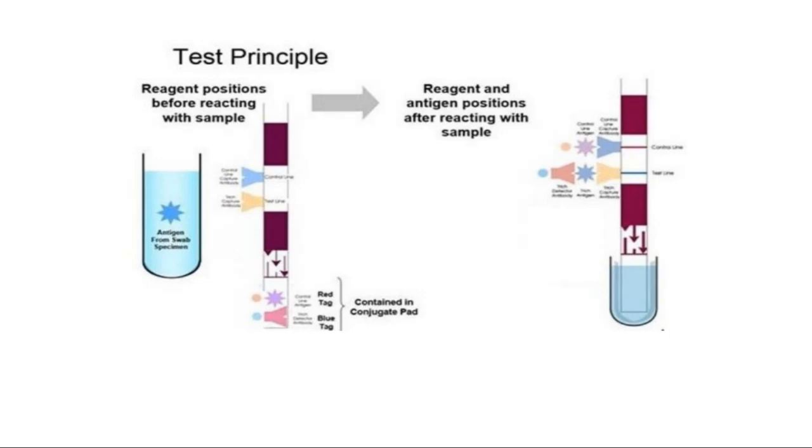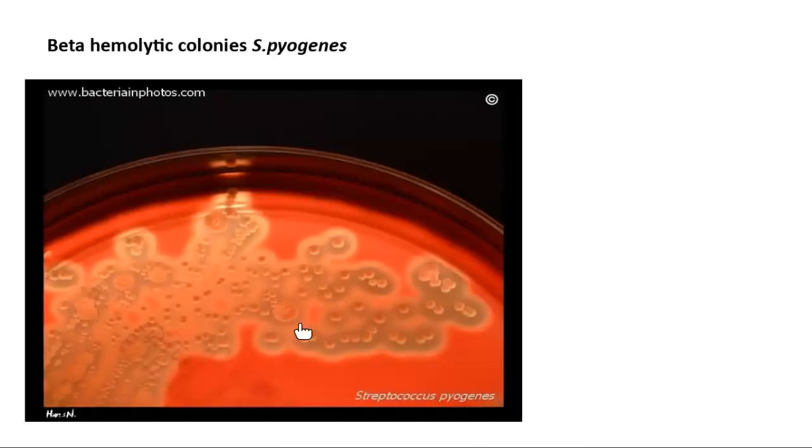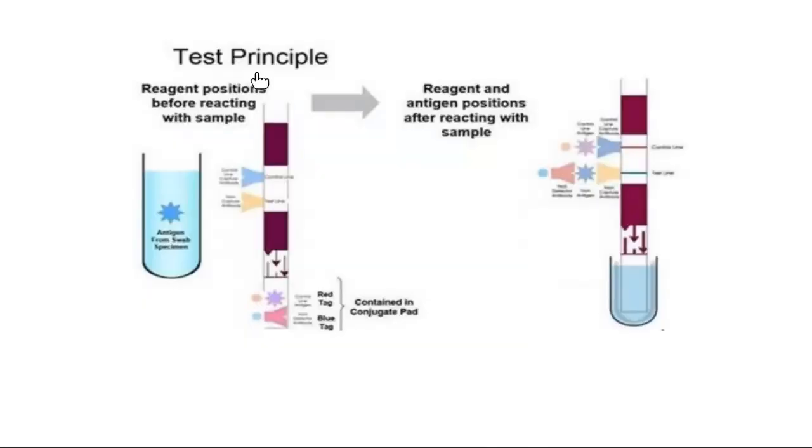Okay, so we perform the throat culture on the blood agar plate. On blood agar, we find the beta hemolytic colonies. After the beta hemolytic colonies, our next step is to perform the RADT, the rapid antigen detection test. In this test, we have a complete kit which is available in the market.